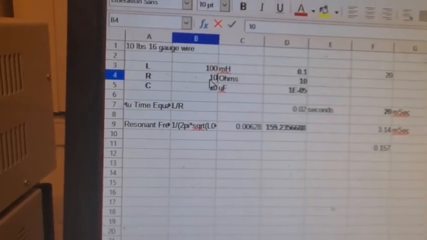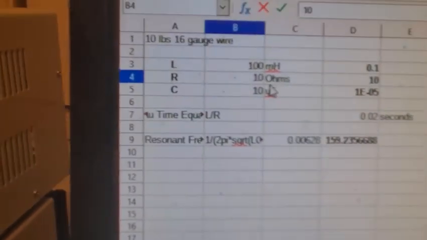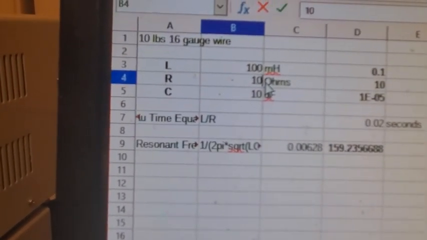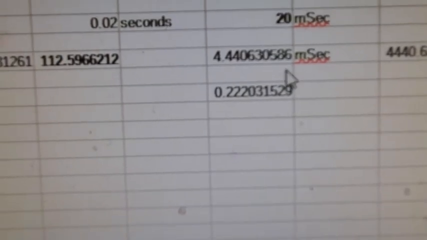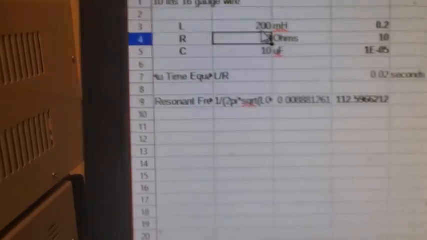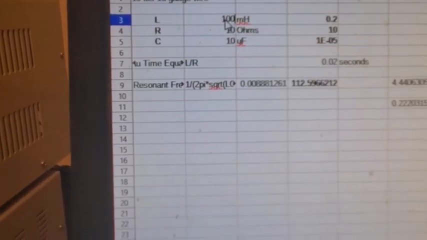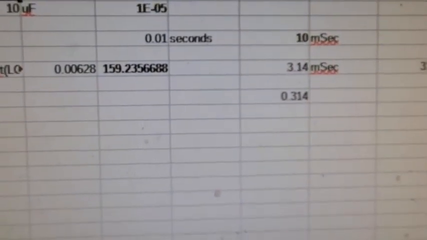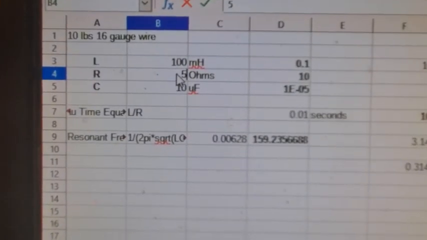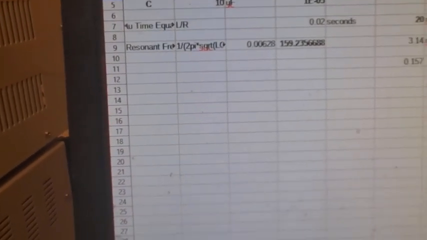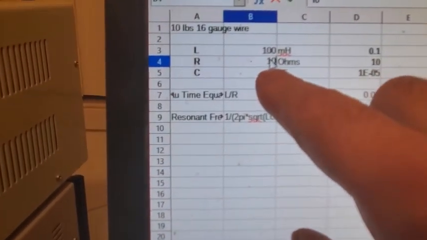And again, I'm going to have to confirm all this, but you could also say, all right, let's use thicker wire such that you had 10 ohms and 200 millihenries. You see, it's going by a square root thing, not a direct thing. So 3.14 to 0.22, and if we do this there, then 0.157. So the upshot of all that is resistance is very, very important.